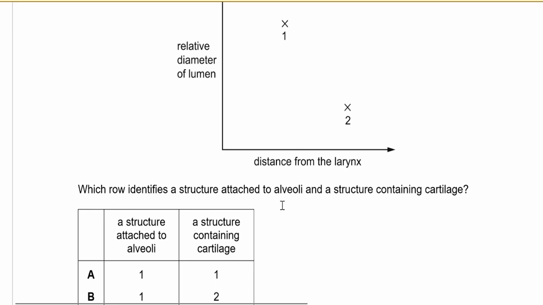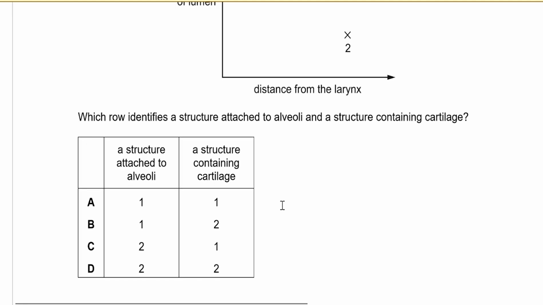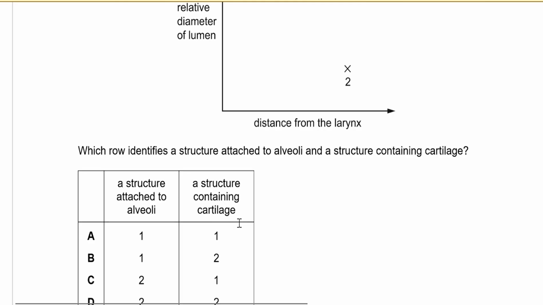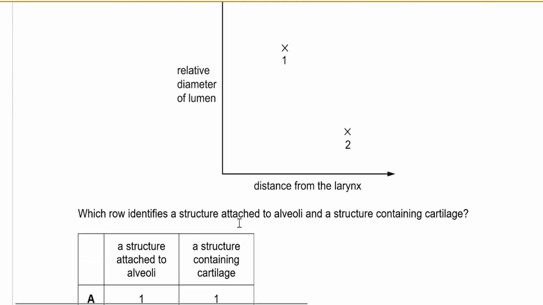So we need to identify which structure is attached to alveoli and which structure is attached to what? To cartilage. The structure attached to alveoli is going to be structure 2, while the structure attached to cartilage is going to be structure 1. Why am I saying so? I'm using the relative diameter of the lumen but also the distance from the larynx. The part that is very close to the larynx is the trachea and the bronchi and bronchus, like that. And of course they are the ones that have cartilage.